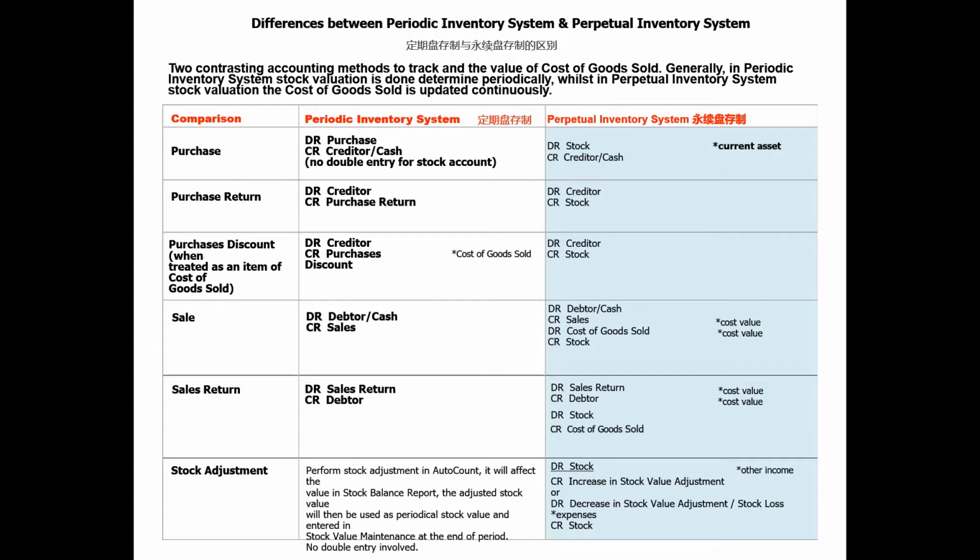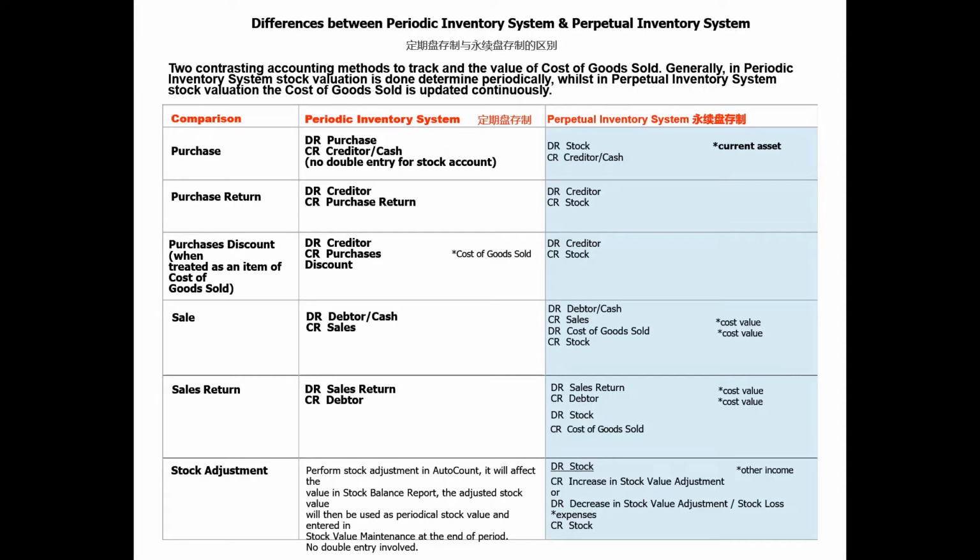And today I'm going to explain to you the differences between periodic inventory system and perpetual inventory system, which is found in the Autocount Cloud Accounting system. So there are two methods of inventory system, and it is up to you to choose which method you want to practice when you first set up the Autocount account book in the cloud system, right?